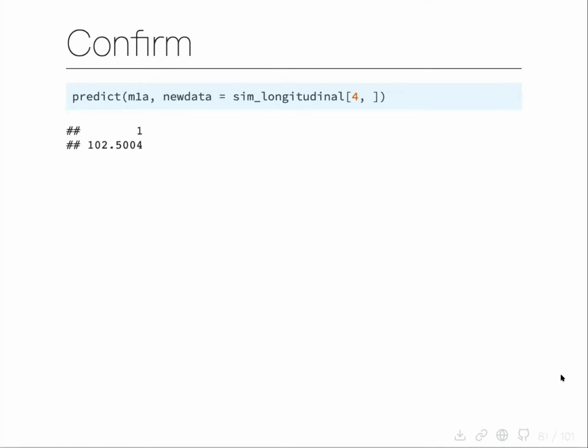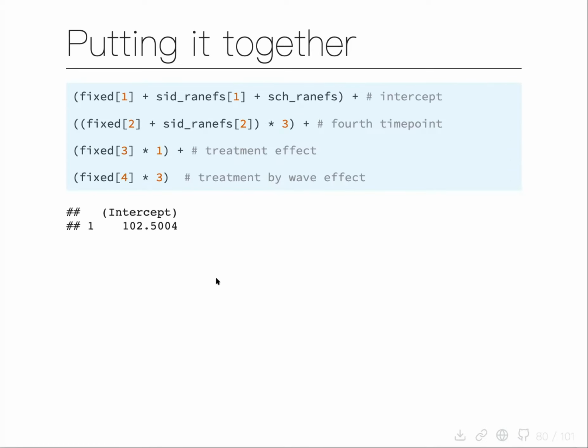So we can confirm by just saying predict M1A where new data is equal to sim longitudinal 4, so just the fourth row, and we get 102.5004, okay?